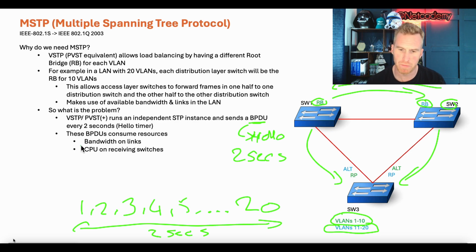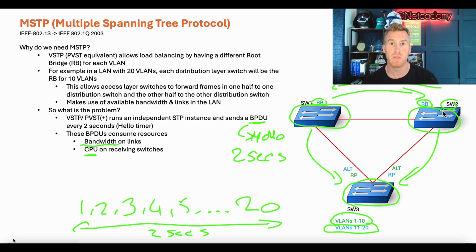That's intensive both in terms of bandwidth, because we're using up a hell of a lot of bandwidth. Even though they're small BPDUs, it all adds up. You're using bandwidth on those links that could actually be used to pass data traffic. But also you've got to look at the CPU, the resources on the switches themselves to actually receive, process and understand every single one of those BPDUs per VLAN.